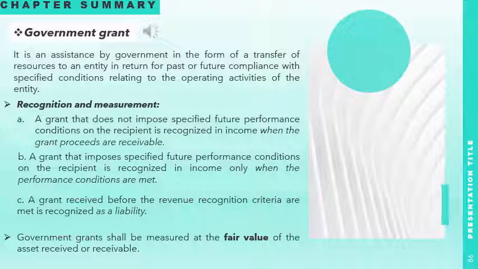For its recognition and measurement, a grant that does not impose specified future performance conditions on the recipient is recognized in income when the grant's proceeds are receivable. And a grant that imposes specified future performance conditions on the recipient is recognized in income only when the performance conditions are met. And a grant received before the revenue recognition criteria are met is recognized as a liability. And government grants shall be measured at the fair value of the assets received or receivable.